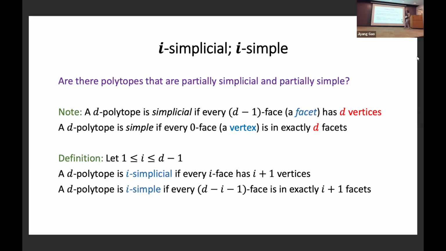So a d-dimensional polytope is simplicial if every facet has exactly d vertices. Now let's apply duality. Simplicial becomes simple, d minus 1 faces become zero-dimensional faces, that is vertices, and vertices become facets.